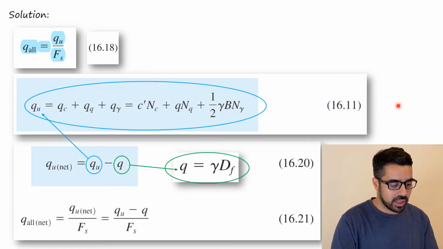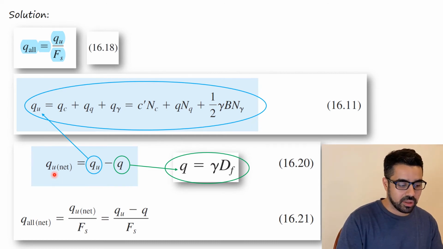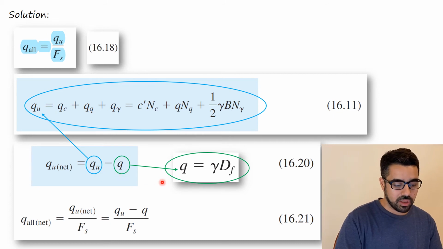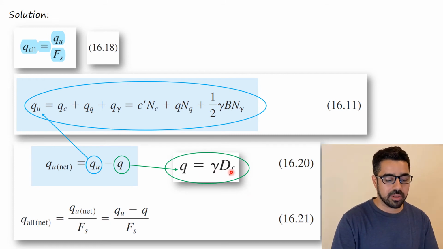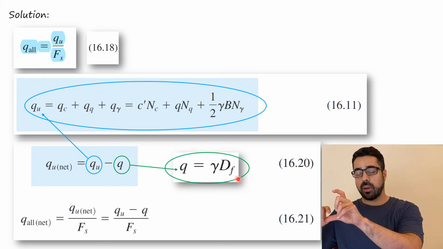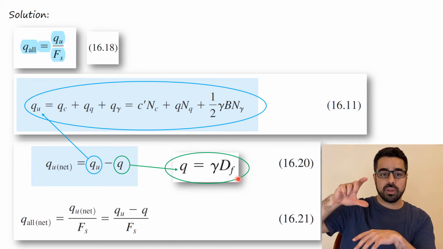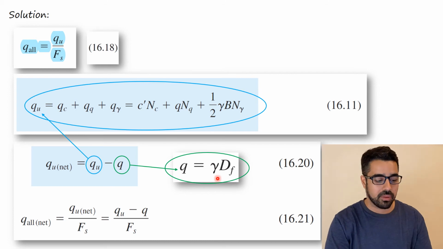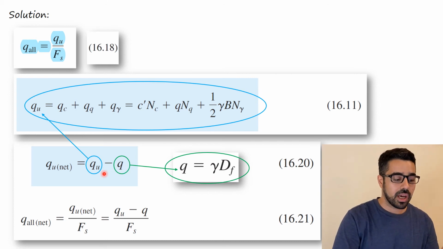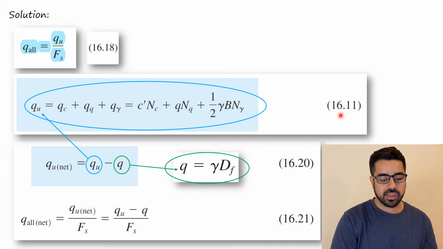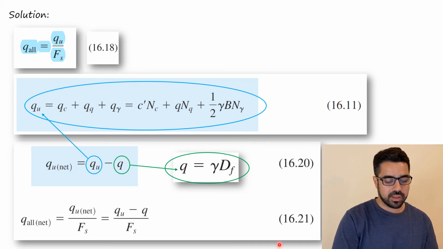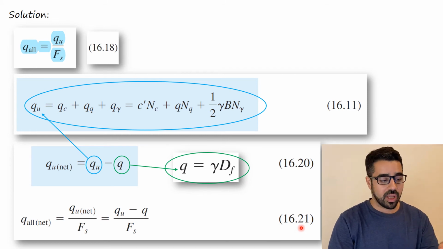Just as a quick reminder, QU net is basically the QU minus the Q. The Q is the effect of the pressure that comes from the soil, which is gamma times the depth of the footing, because you have the depth of the footing and then there is soil on top of it. That's why we use the depth of the footing. Gamma is the unit weight of the soil. So we subtract that from the ultimate, and this is the equation of the ultimate, which has the cNc, qNq, and half gamma B N gamma terms. This is equation 16.11, 16.20, and 16.21 from the same book.